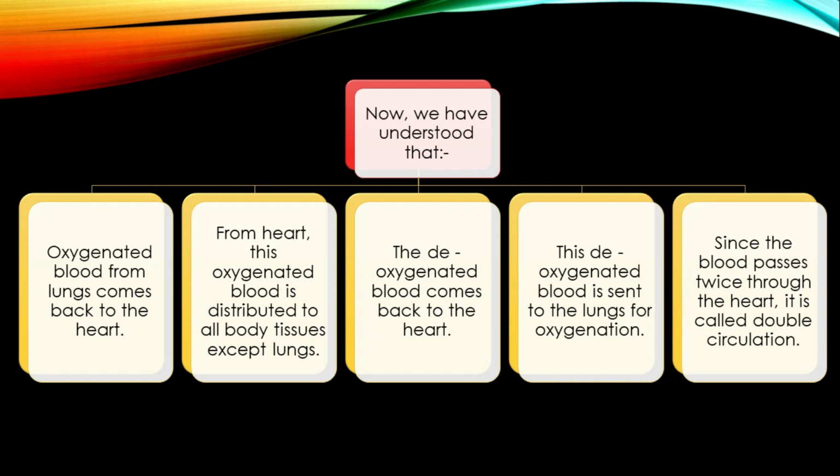Now we have understood that oxygenated blood from the lungs comes back to the heart. From heart, this oxygenated blood is distributed to all body tissues except lungs. The deoxygenated blood comes back to the heart. This deoxygenated blood is sent to the lungs for oxygenation. Since the blood passes twice through the heart, it is called double circulation.